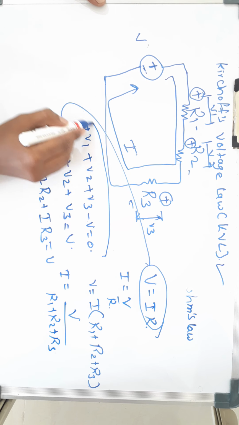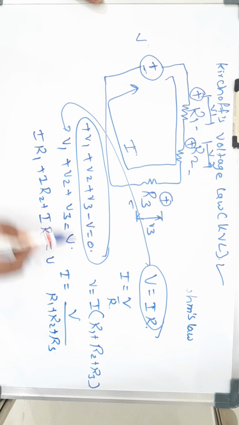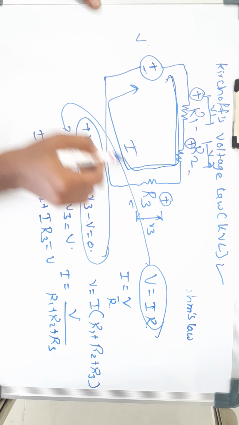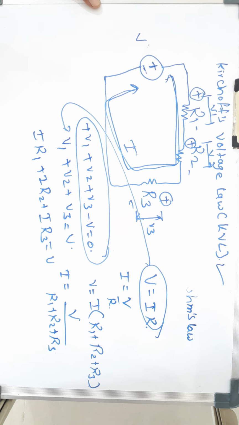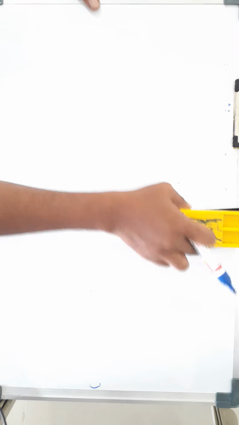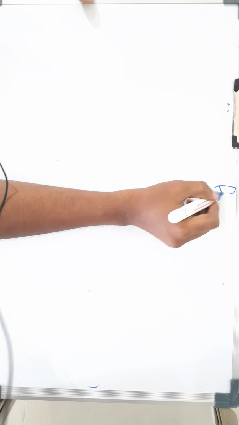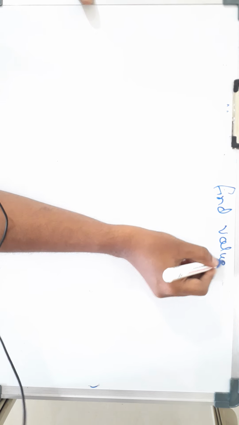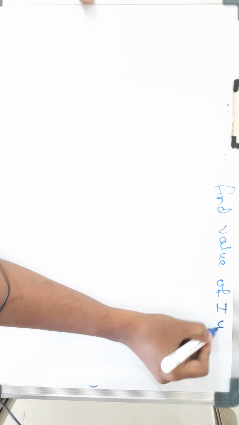From this equation we state that the algebraic sum of voltage around a closed loop must be equal to 0. We will see one problem on this. Kirchhoff's voltage law basically depends on the loops of currents. Find the value of I using KVL. KVL stands for Kirchhoff's voltage law.